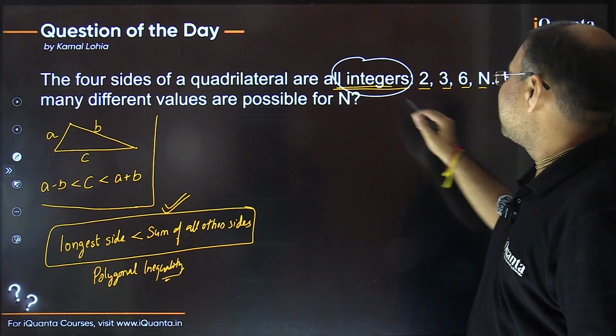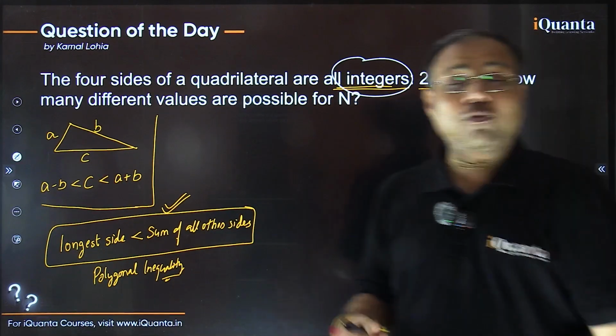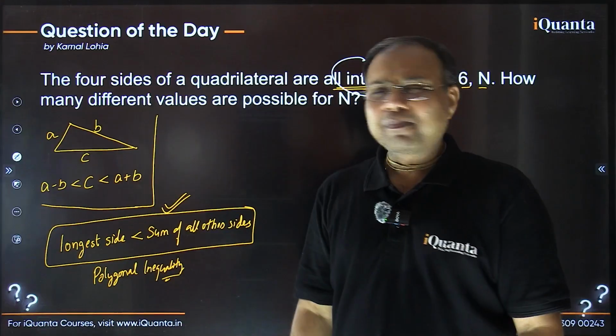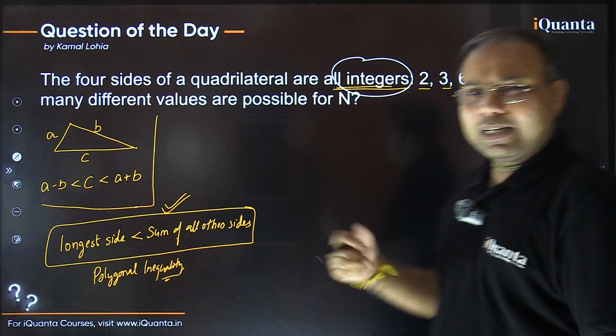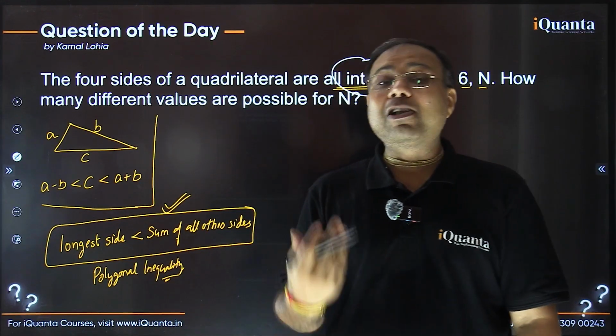Sides are integers. So basically this n is going to be an integer only. Of course, a positive integer. It can't be negative one, right? And what else? The four sides are given: 2, 3, 6, n. So three sides are given. N is not known. We have to find the value of n.